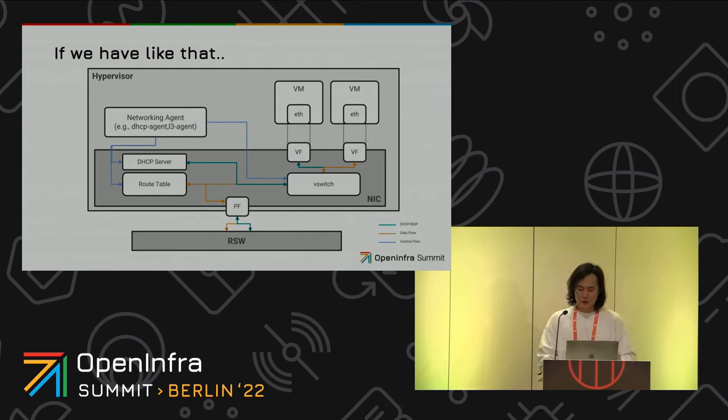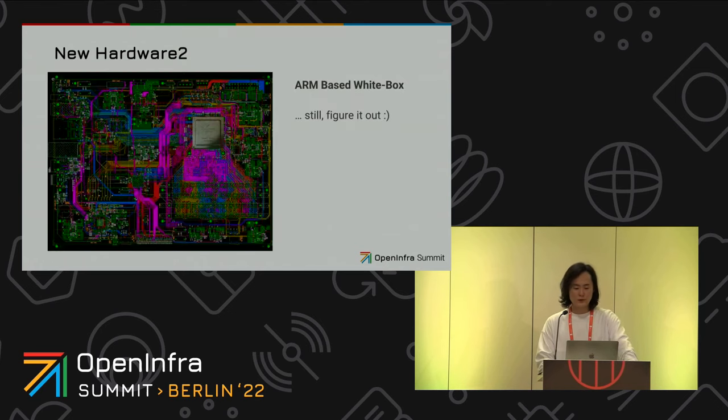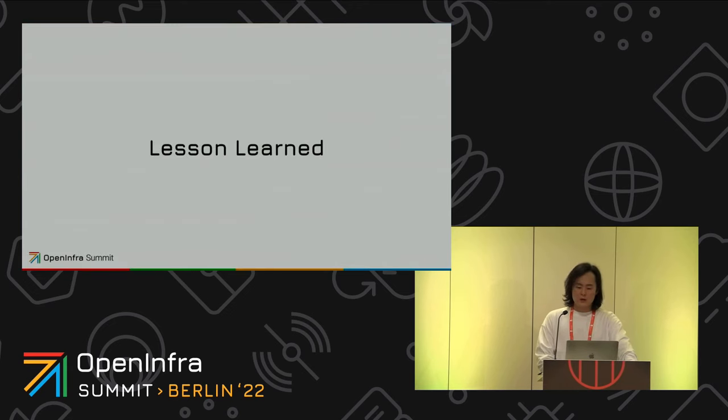So we need something to help us make these things happen inside of hardware. We want to build a new type of hardware like a smart NIC. We are now building a new type of hardware, an SoC-based smart NIC. This is a chip from NXP, and it is already DPDK ready on the SoC and provides some hardware acceleration features. Through this, we can make a more affordable cloud and a high performance cloud. We are also preparing an ARM-based white box, but the use cases are still being figured out. So, okay, let's move on.